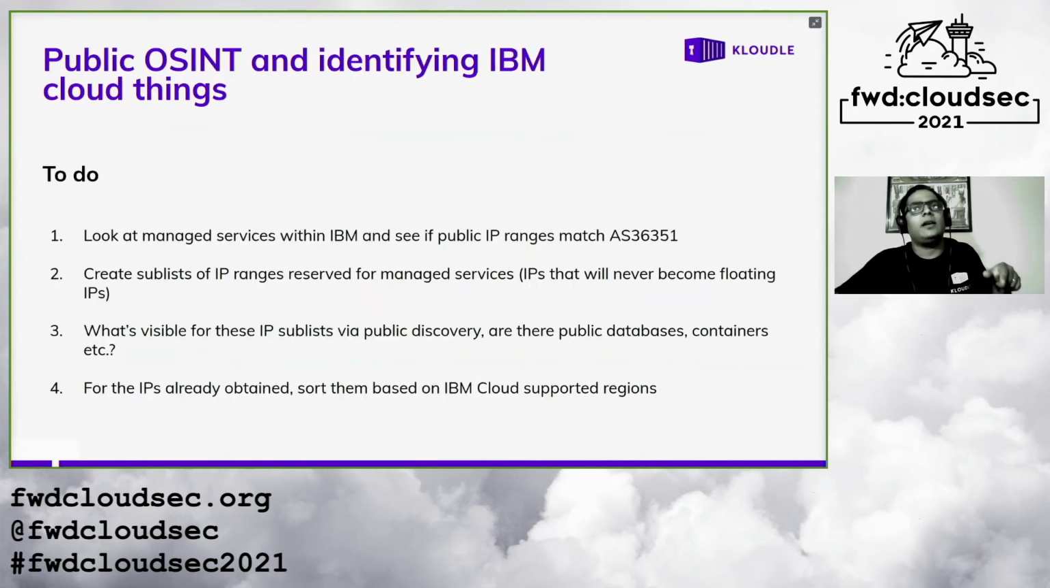One of the key things as part of the ongoing work that I'm doing would be to identify the other services that are there inside IBM Cloud. For example, your database instances and so on, which get assigned a public IP address but are not a floating IP. The floating IP is associated with your virtual machines, the equivalent of the EC2 instances in AWS. These IP addresses then need to be added back to the ipranges.txt file. That's the additional work that has to be done for the public OSINT bit.